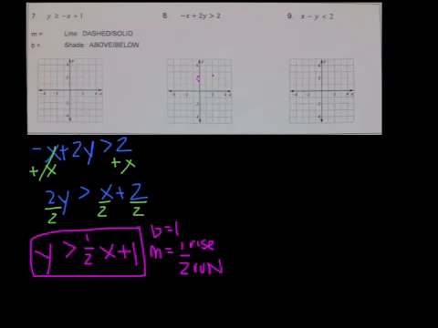a dot. And then up 1 and over 2 and put a dot. Now, what kind of line am I going to have? Remember that you want to look at your symbol, and so our symbol is greater than, indicating that we are going to have a dotted line. Okay, so I'm going to go ahead and connect those with my dotted line.